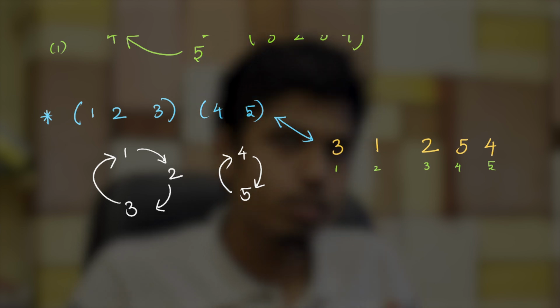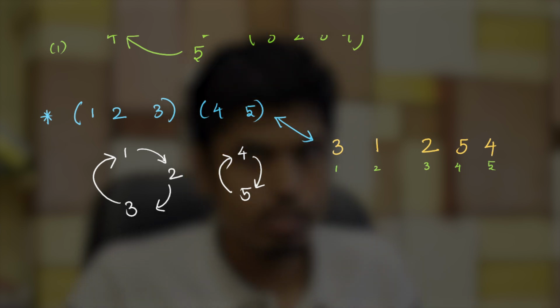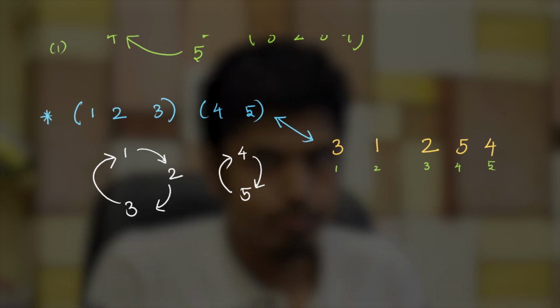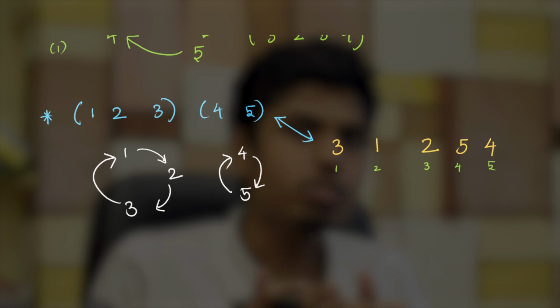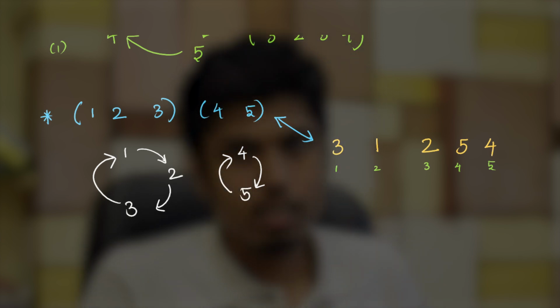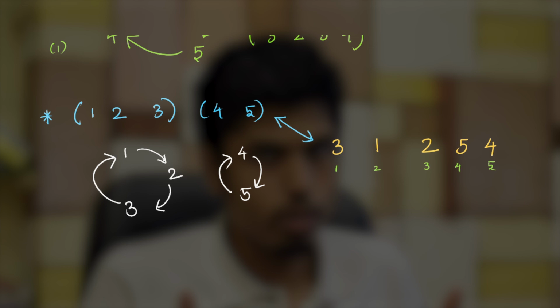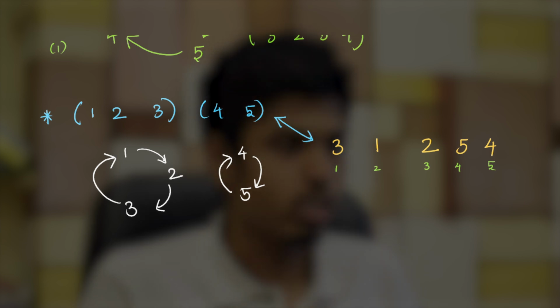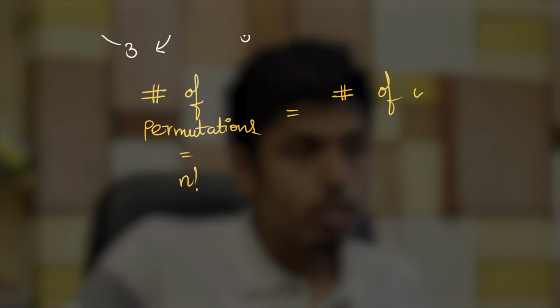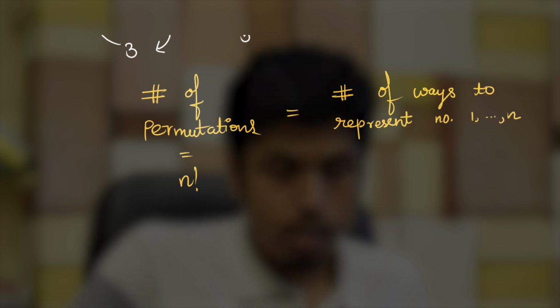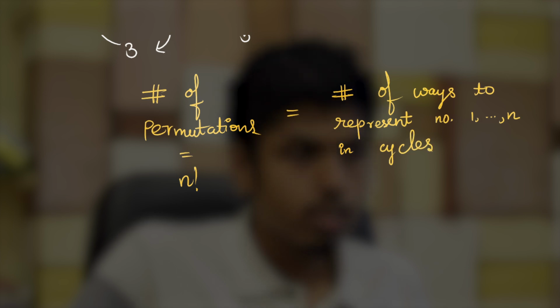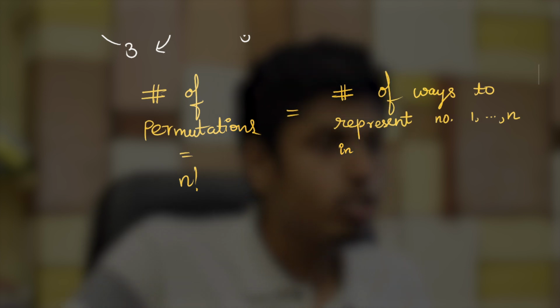You may consider 3 cycles, 4 cycles, 5 cycles, or even 1 cycles. For example, if you consider the identity permutation, it is just all 1 cycles. As a convention, we sometimes ignore the 1 cycles, but you may also not follow that. It's better to represent it initially. Thus, we get that the number of permutations, which is n factorial, equals the number of ways to represent numbers from 1 to n in cycles, or to be more precise, disjoint cycles.